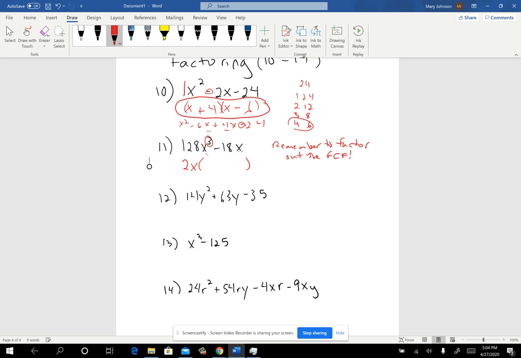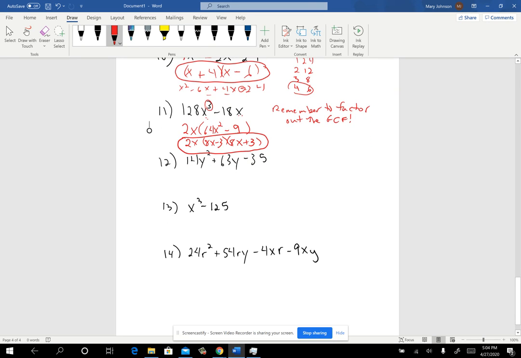And then what would be left would be a 64x squared minus 9. Okay, and you double check that when you distribute, you really get what you think. And then you have to factor completely, so you're going to break that down more into 8x minus 3, 8x plus 3, because it's a difference of squares. And then that's your final answer. Okay?